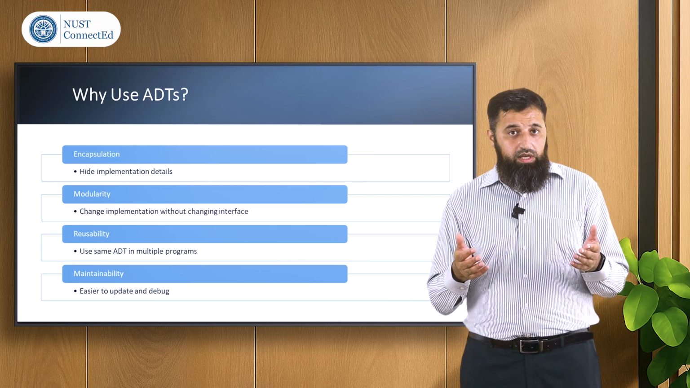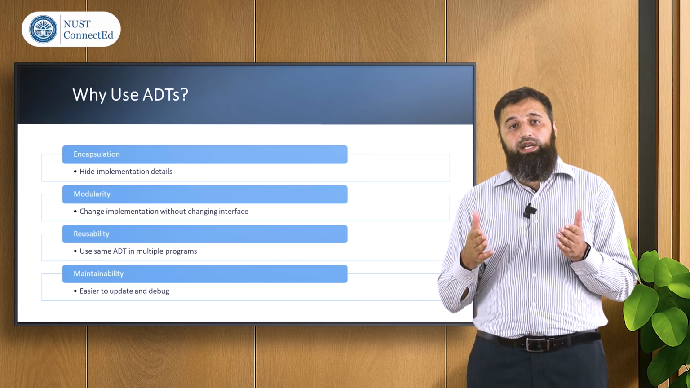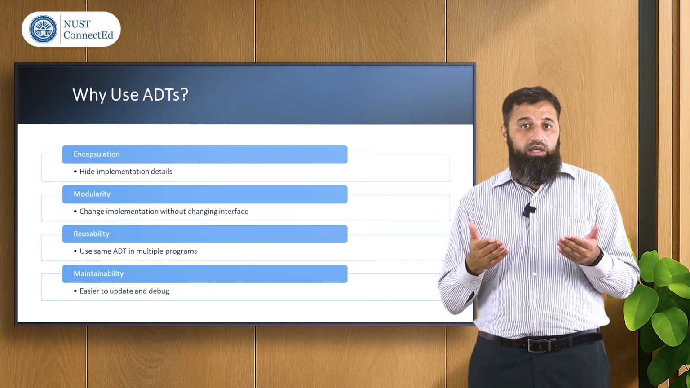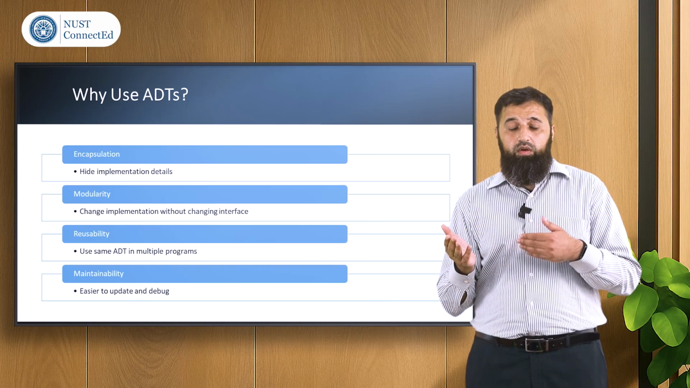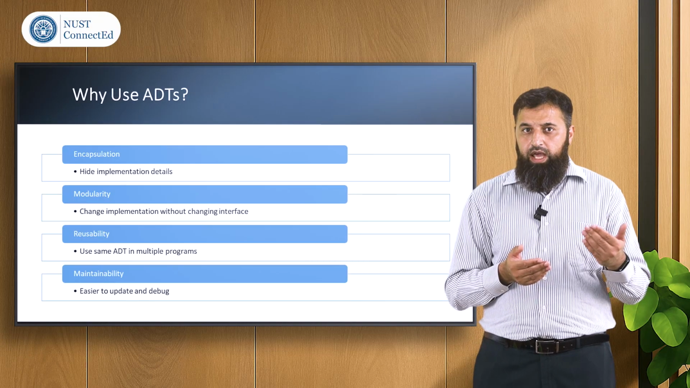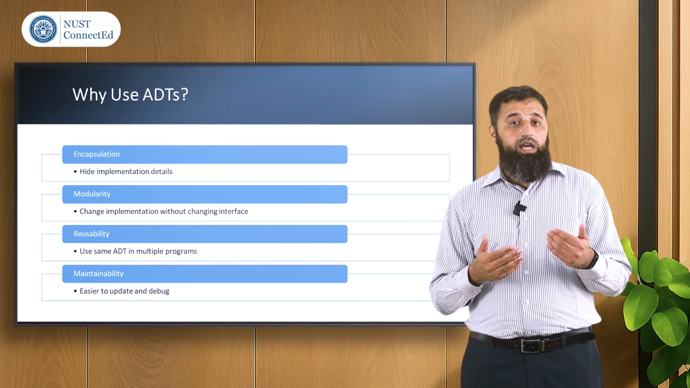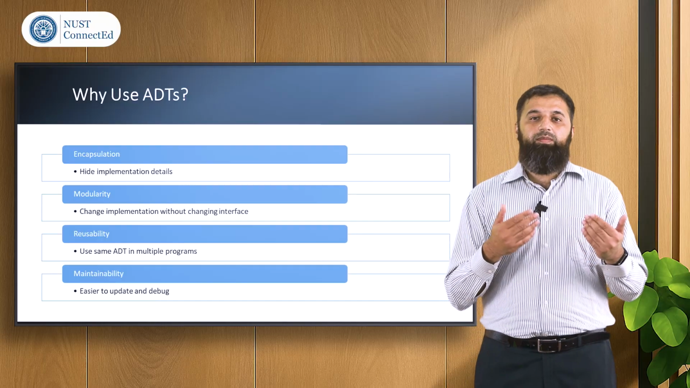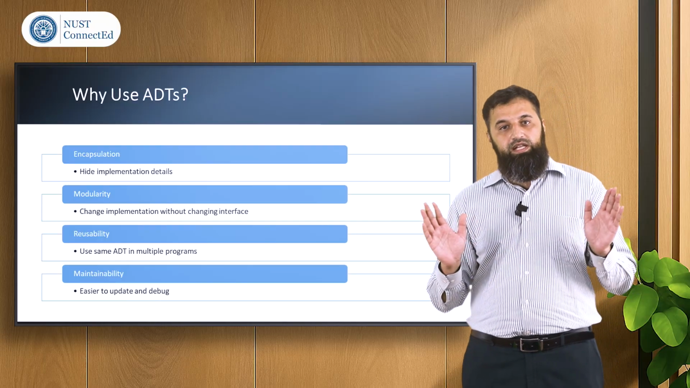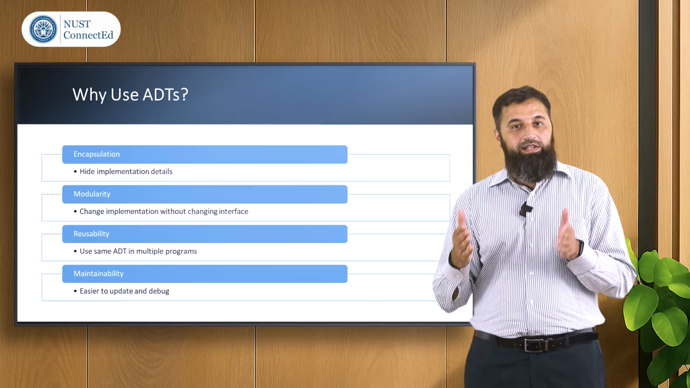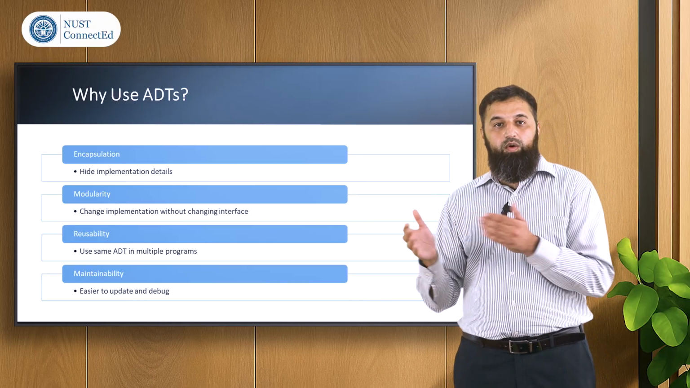To summarize, data types define how data is stored and what operations are allowed. We start with primitive types, build on those with user-defined types, and abstract them further into ADTs. An ADT defines behavior, while the implementation handles the details. This abstraction leads to cleaner, more flexible, and more maintainable code.